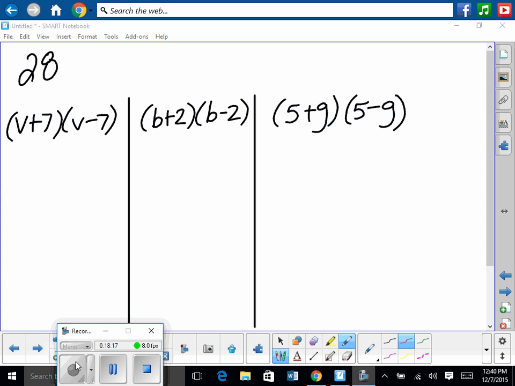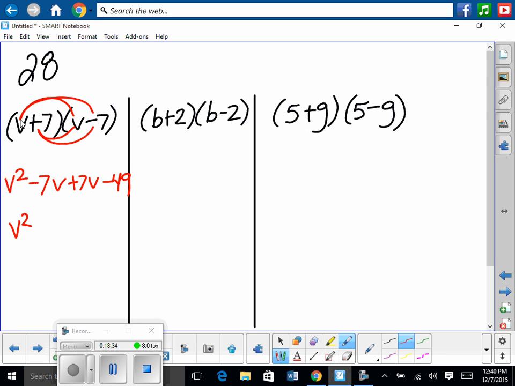All right, with these, we're just finding the product, so we know how to do that. We're going to double distribute. V times V is V squared. V times negative 7 is negative 7V. Positive 7 times V is plus 7V. And then positive 7 times negative 7 is negative 49. Combine like terms, V squared, and then these middle terms add up to be 0, so they go away. Now that won't always happen, so just be really careful. But in this case, it did happen. So we have V squared minus 49. And this would be our final answer.